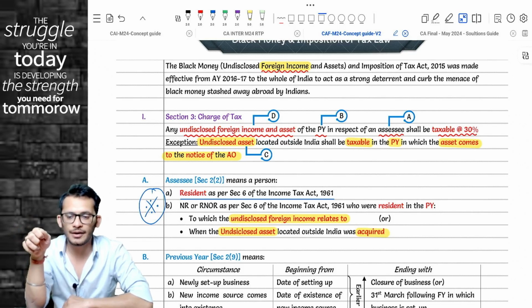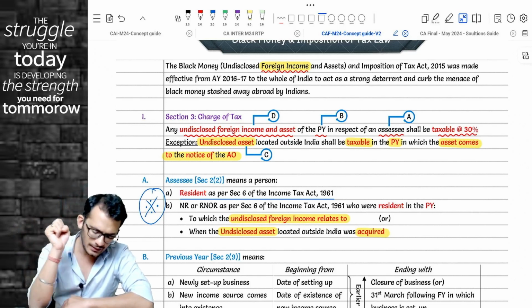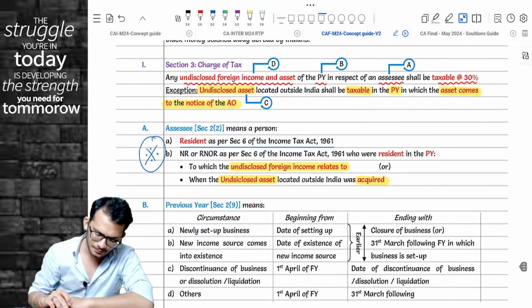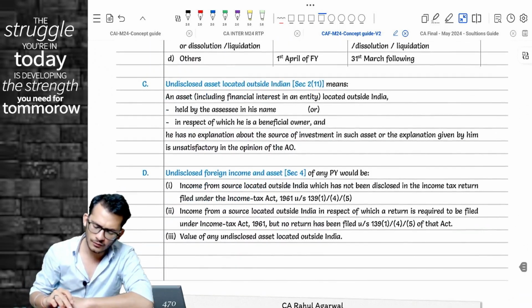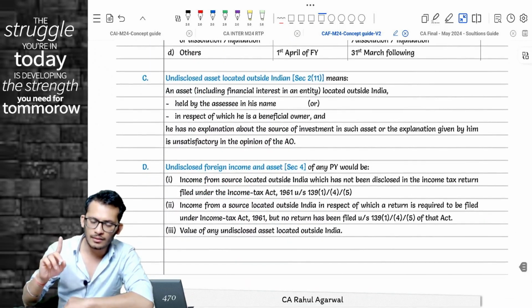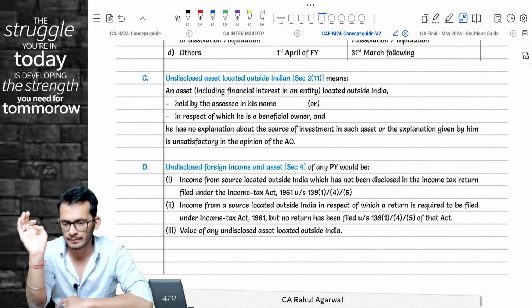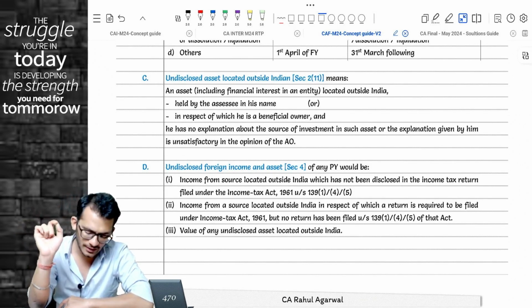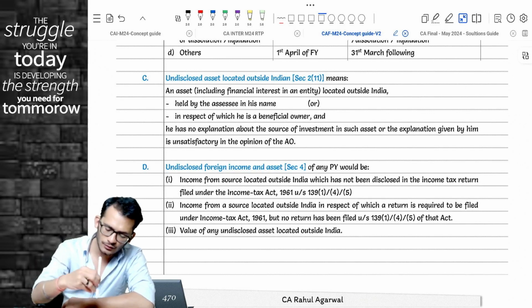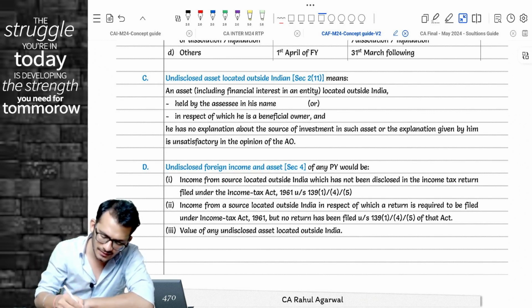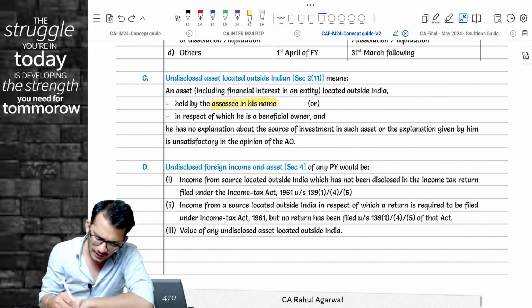Now coming to the important definitions. What is undisclosed foreign income and asset? The Act says an undisclosed asset outside India means an asset located outside India which is held by the assessee in his name, or in respect of which he is a beneficial owner.